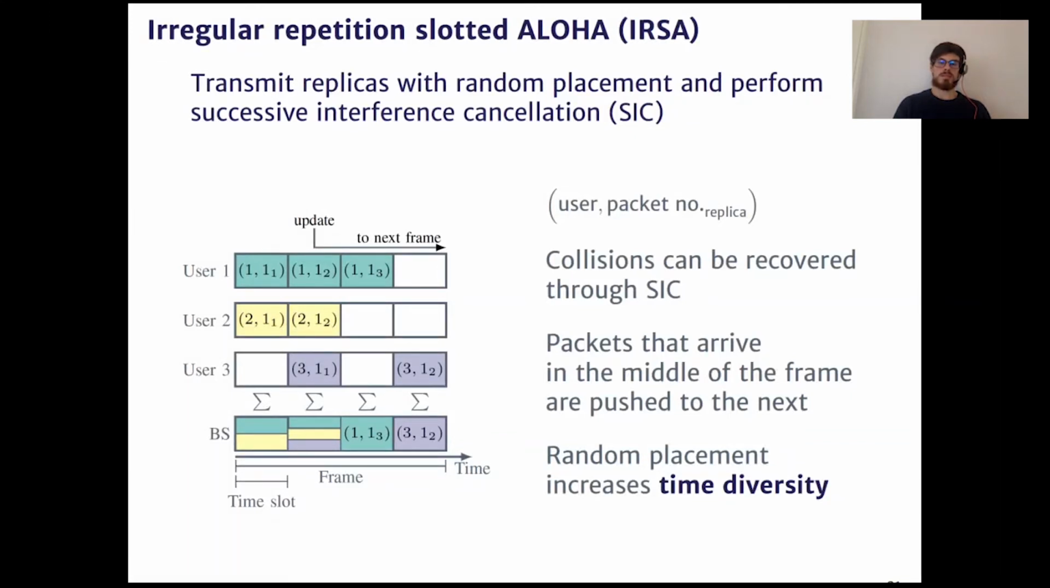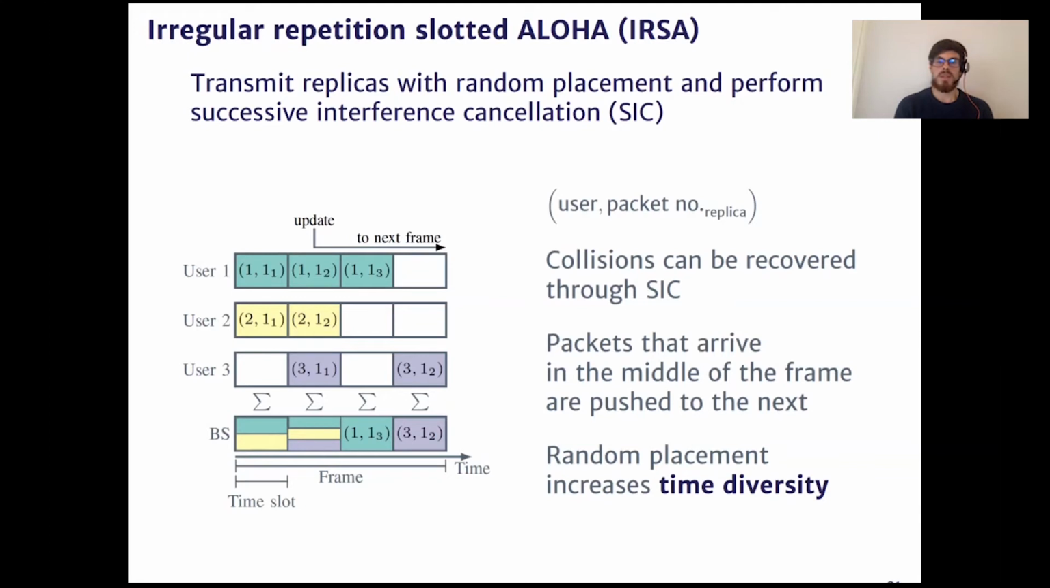So basically the row that we have at the bottom that says BS, the base station, is the actual channel, and the user 1, user 2, user 3 are the activations of the users. With IRSA, what you will do is you draw a random number of repetitions. You draw random numbers to allocate them in the frame, and you simply transmit exactly the same.